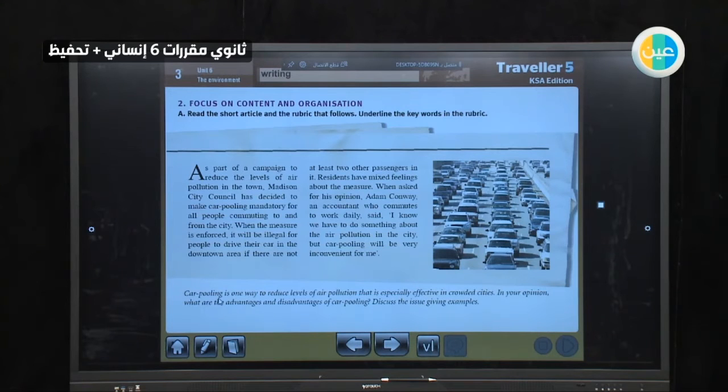Residents have mixed feelings about the measure. So, do they like it? Do they like it or don't they? Actually, they have mixed feelings about it. The reaction to this law wasn't clear for them.